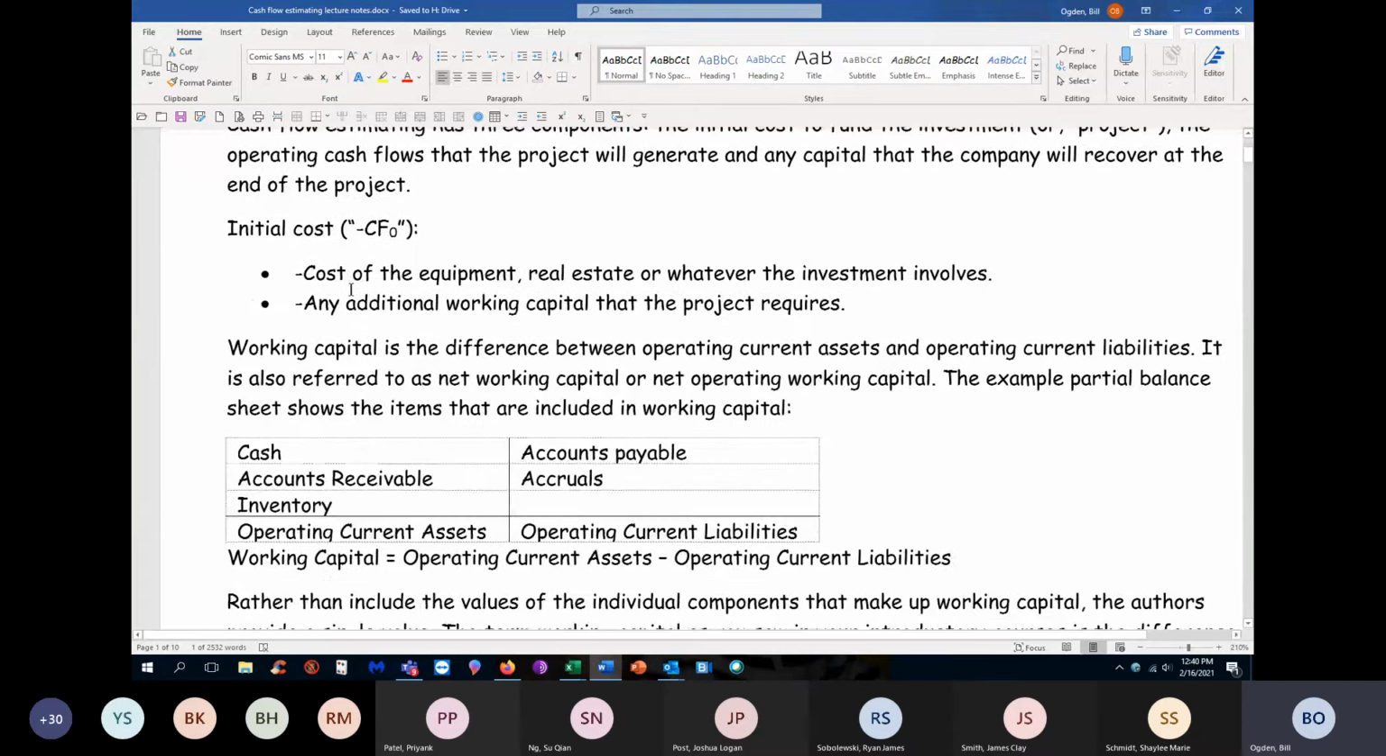Right. So every NPV analysis has a cash flow zero. It's the cost of the equipment, the cost of the real estate, whatever the investment involves, plus any additional working capital that the project requires. And you'll notice in the problems that I've assigned you, it just says working capital. Well, what does that mean?